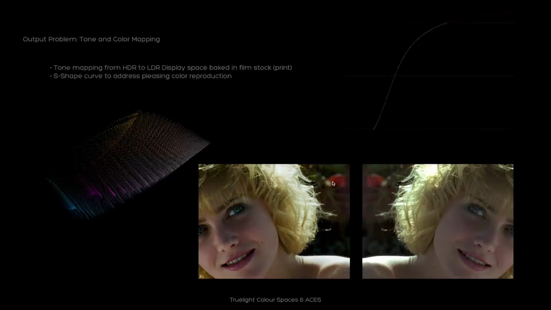In a pleasing display color rendering transform, there is an S-shaped curve that maps and compresses all the high dynamic range values pleasingly into the low dynamic range image. This is important to allow for additional specular highlights above the diffuse white.